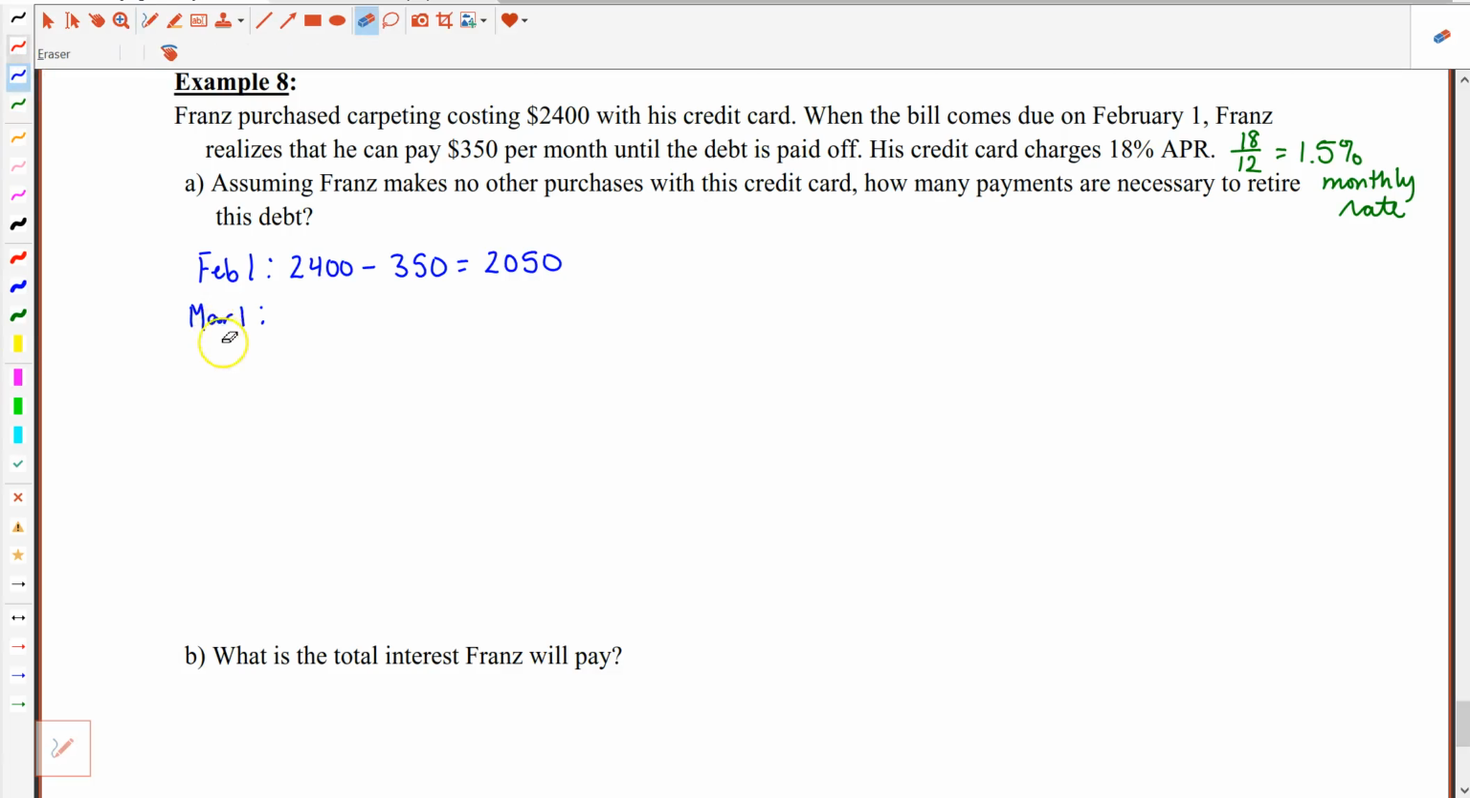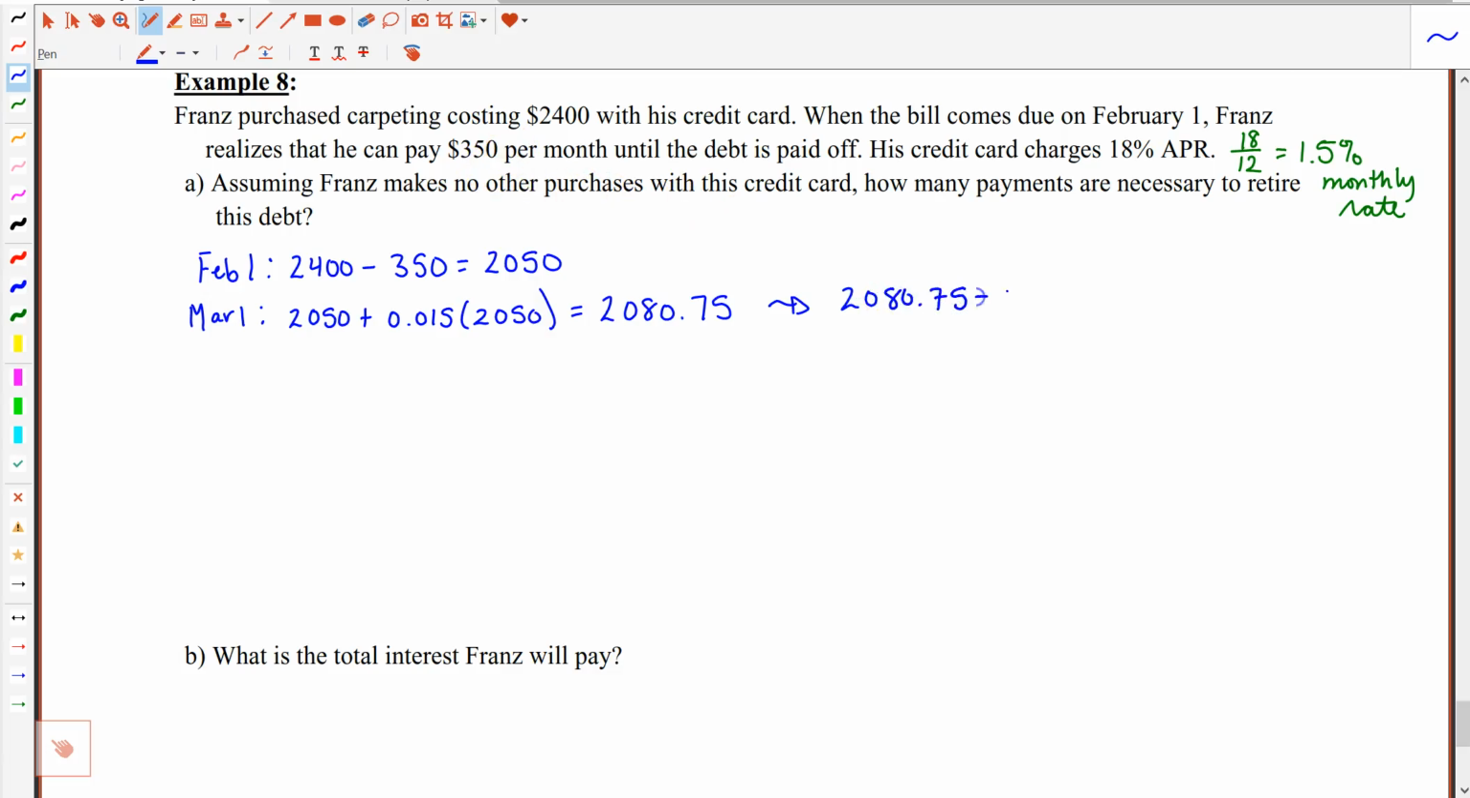So then on March 1st, what he will owe is going to be the $2,050 plus this percent on the $2,050. So plus 0.015 times the $2,050. Which means for this billing date, they will ask him to pay $2,080.75. If that's what they're going to ask him to pay, he's going to pay off $350, which brings his balance down to $1,730.75.